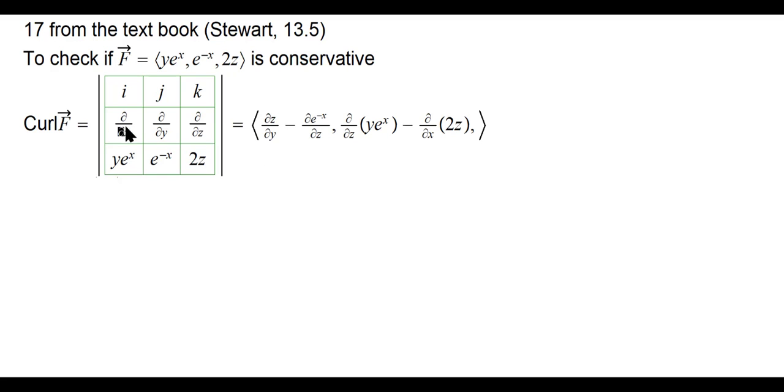Okay, now we have d/dx of e to the negative x rather. So it's e to the negative x, and then I have minus d/dy of y to the x, right? So this is the situation that we have, all right?